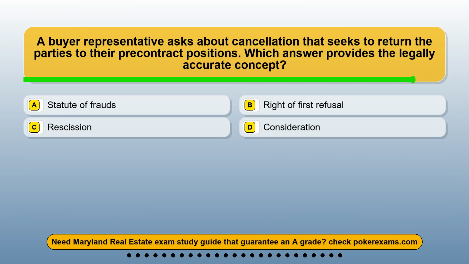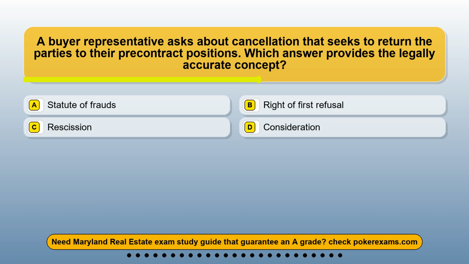Question 15. A buyer representative asks about cancellation that seeks to return the parties to their pre-contract positions. Which answer provides the legally accurate concept? Option A, statute of frauds. Option B, right of first refusal. Option C, rescission. Option D, consideration.